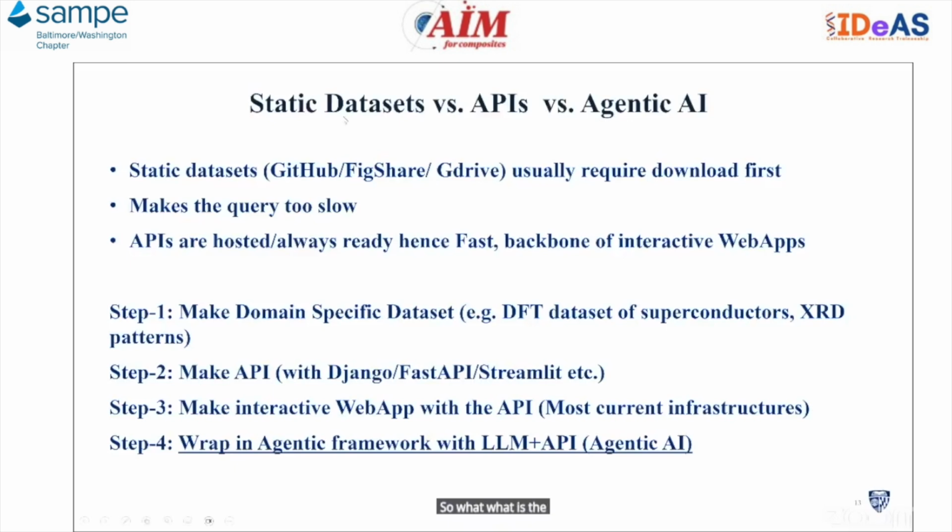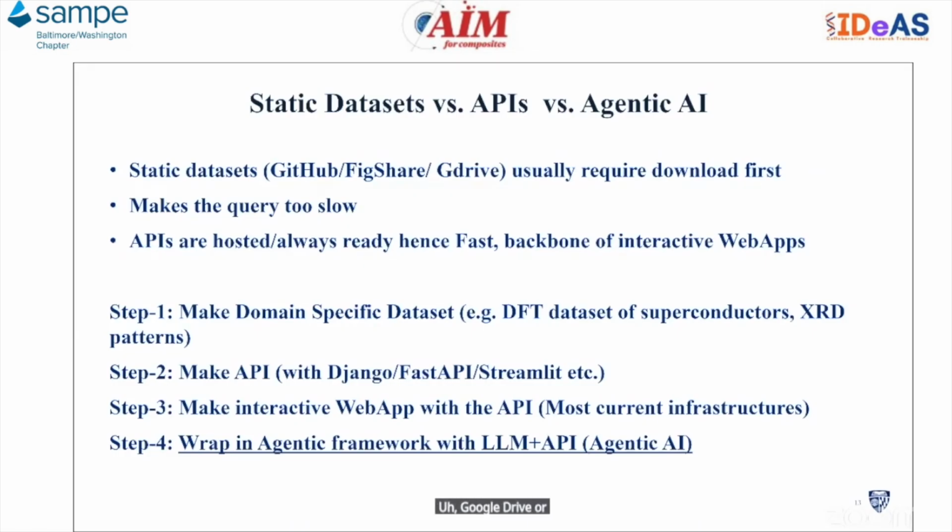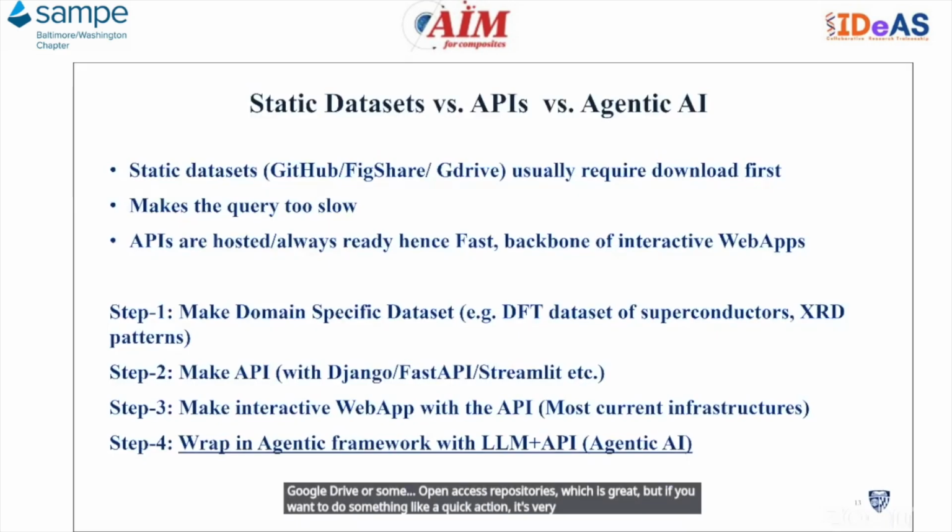So what is the differentiation between static databases, APIs, and agentic AIs? Static databases are quite common. Anytime nowadays you publish a paper in AI for materials, they'll ask you to put data either in GitHub or Figshare or Zenodo, Google Drive, or some open access repositories, which is great. But if you want to do something like a quick action, it's very slow, because you have to download the data, you don't know the format of the data, and you have to format the file. There are so many problems. So one of the ways to accelerate it is to make the data an API, which is basically hosting it on some server, and then it becomes very fast. You can make a web app with it, and then people can connect their tool with it.